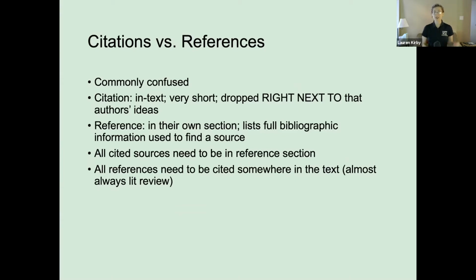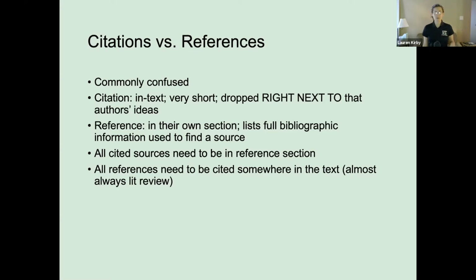A citation is the in-text part. It's really short. These are the ones where you drop the author's name and the year in parentheses right next to the author's ideas where they pop up in the text. A reference, on the other hand, goes in its own section at the very end of the paper, and that lists the full bibliographic information that's used to find a source.